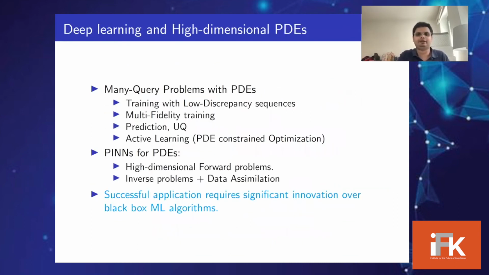So I come to my conclusion here. I spoke about 2 kinds of high dimensional PDEs. One was parametric PDEs, many query problems. And I showed you that by using some tricks, you can do very well on prediction, on uncertainty quantification, on PDE constraint optimization. And when these are not feasible, you can use PINNs, physics-informed neural networks. They're very good for high dimensional forward problems as well as for inverse problems.